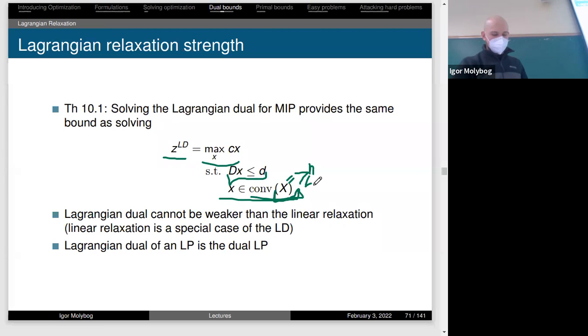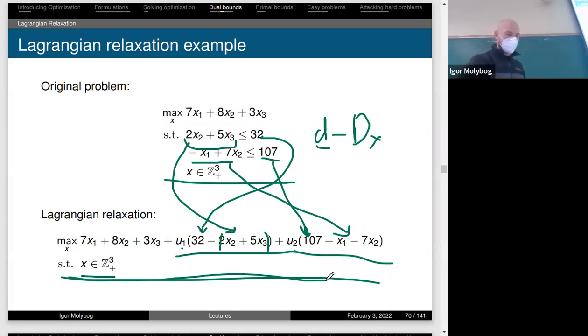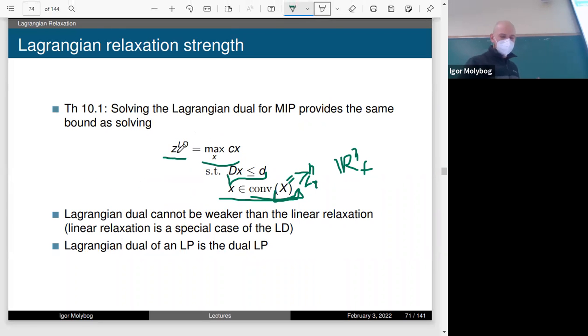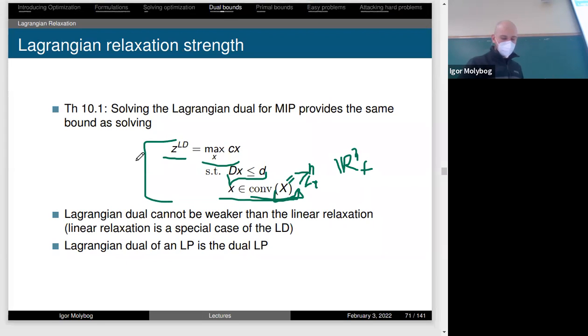In case X is Z3 plus, the convex hull of Z3 plus is just R3 plus. Therefore, for this problem, the solution is going to be as good as the solution to the linear relaxation. So it's really not that strong. I need to say here that this theorem is talking about the dual, which we will cover on the next slide. This theorem is actually talking about u being specifically designed to represent the dual problem, which we're going to cover next. So let me skip to the next slide, and then we will return here.